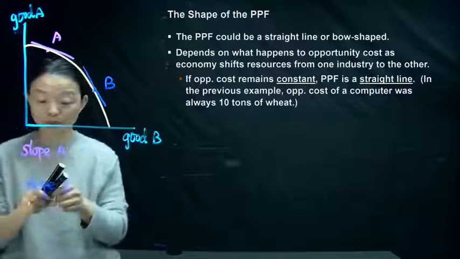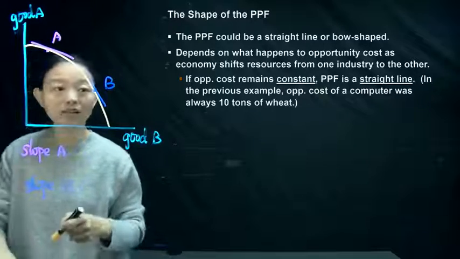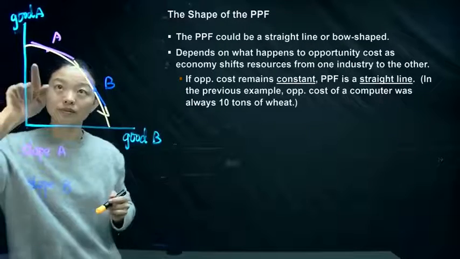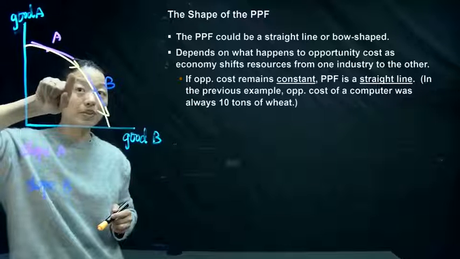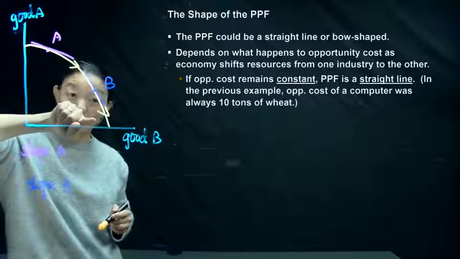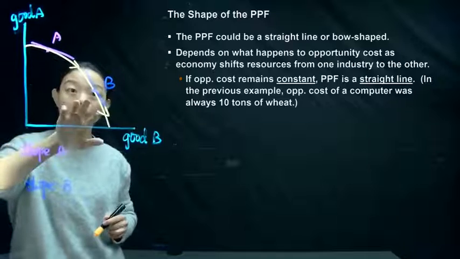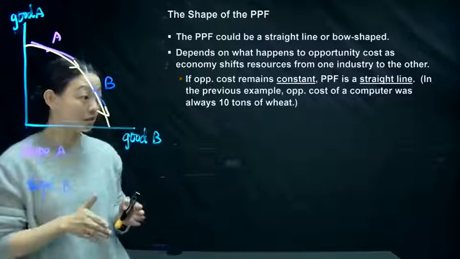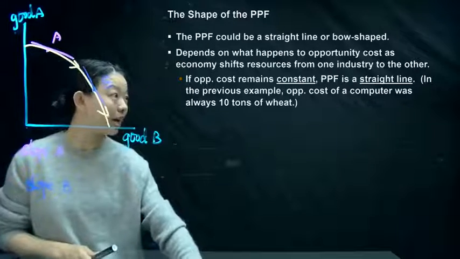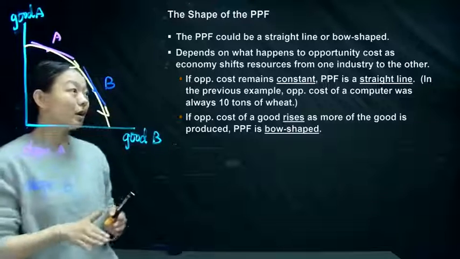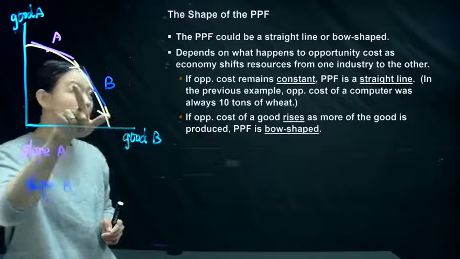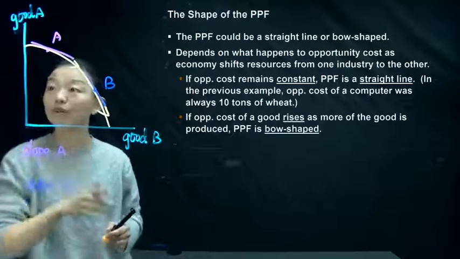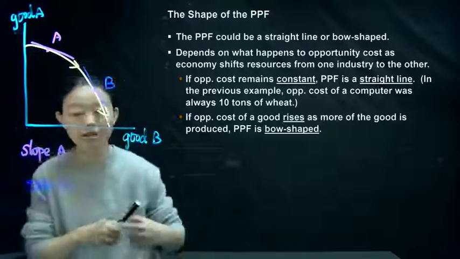And we will also see that if we move along this PPF, the slope will become steeper, which means A and B have different slopes, and then A and B will have different opportunity cost. So we would like to say, if the opportunity cost of one good increases as we have more of this good, then the PPF will be bow-shaped. Make sense or not here?